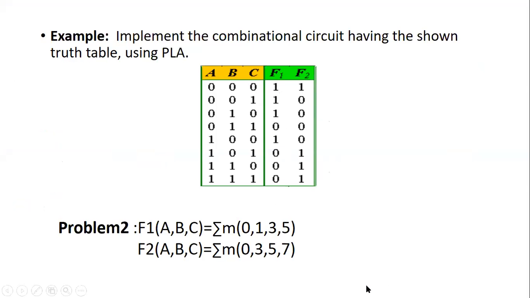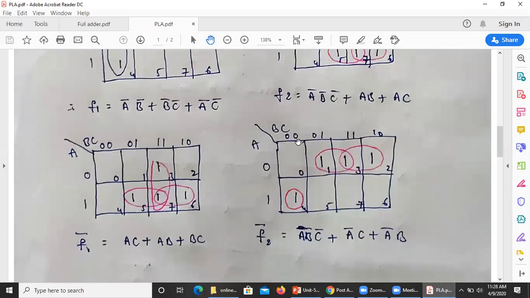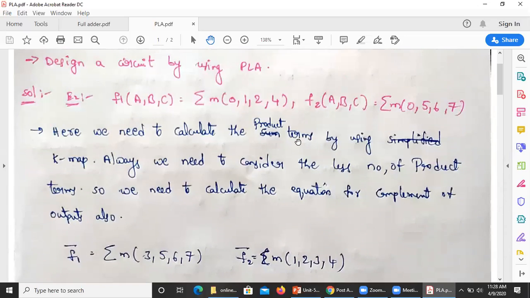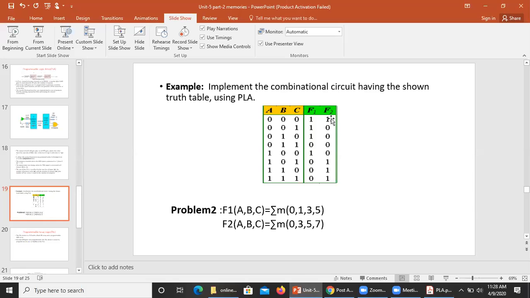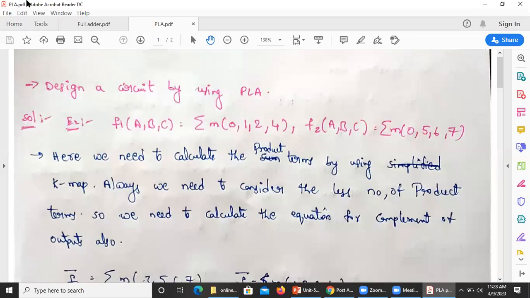So, if you see this, F1 is sigma m of 0, 1, 2, 4. Next, F2 of ABC is equal to sigma m of 0, 5, 6, 7. Now what is our first step if you want to design the PLA? We need to calculate the product terms in simplified form by using the K-map.